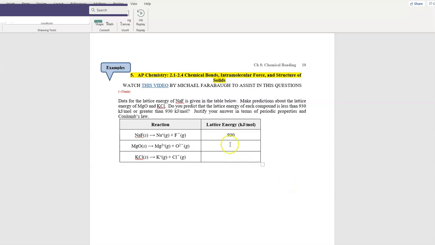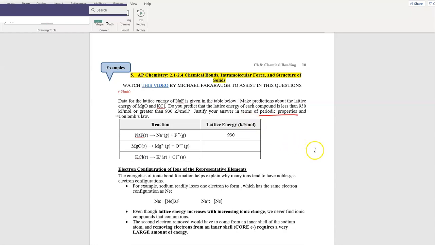You're going to make a prediction about these two. So if you know sodium fluoride, could you make a prediction regarding these? And it's literally what you just did. So do you predict if it will be less than 930 or would it be greater than 930? And justify with properties and Coulomb's law. If AP wants you to talk about those two things, then you better talk about those two things.